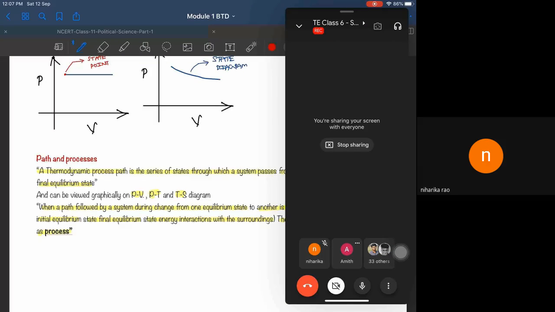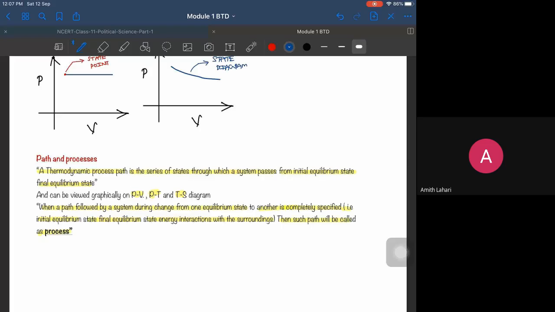Amit, yes, man. Okay, just read out the definitions for me. At least read out the definitions from the screen itself. What is a path and when can you call a path a process? Read out the definitions, Amit. Thermodynamic process path is the series of states through which a system passes from initial equilibrium state to final equilibrium state.